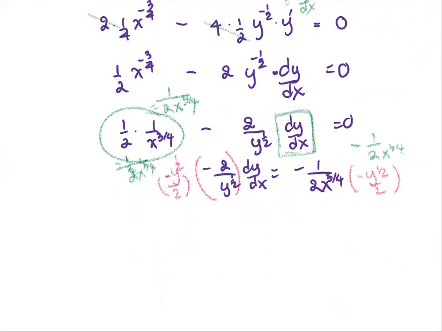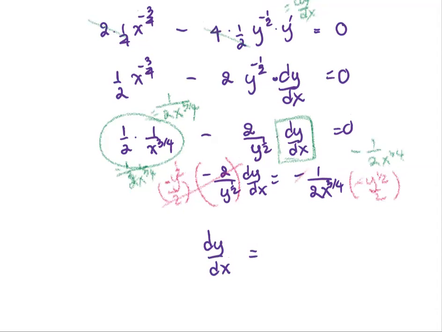From multiplying by the reciprocal, the coefficient of dy by dx becomes 1. We have dy by dx on the left-hand side equals negative times negative becomes positive. And 2 times 2 multiplied becomes 4. So we will get the right-hand side term as y to the power 1 over 2 divided by 4 times x to the power 3 over 4.